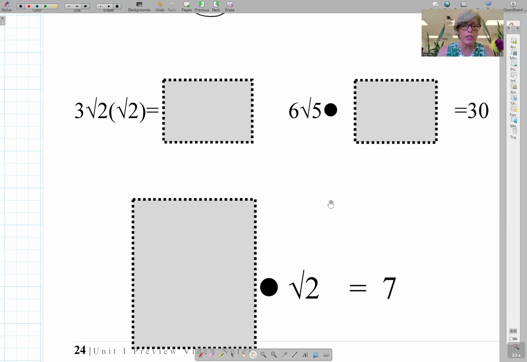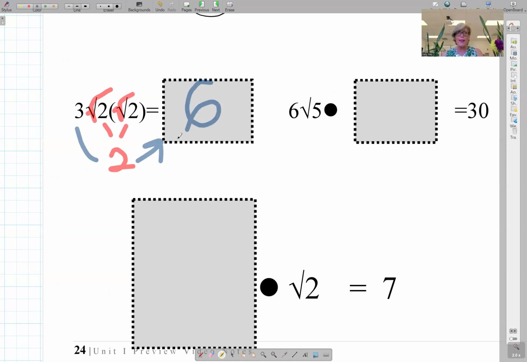Now life's going to get a little interesting. 3 root 2 times root 2. First, you do the radicals. Root 2 times root 2 comes down to a 2. 3 times 2 is 6. Wow, how easy is that?